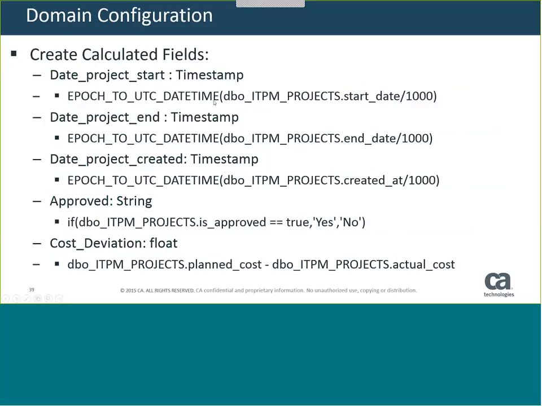Epoch to UTC date time is probably the calculated field you will use the most, because this is what converts epoch date time to UTC date time. Specifically for projects and assets, you will need to do something else. You need to divide by 1,000, because for these 2 pieces of CSM, dates are not in seconds from 1970. They are in milliseconds. So if you do not divide them by 1,000, you will not get a result.